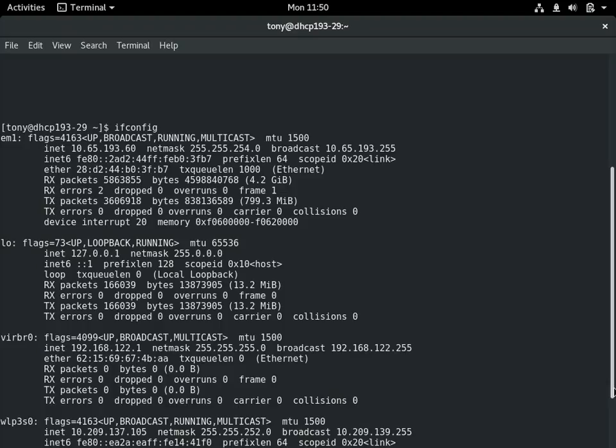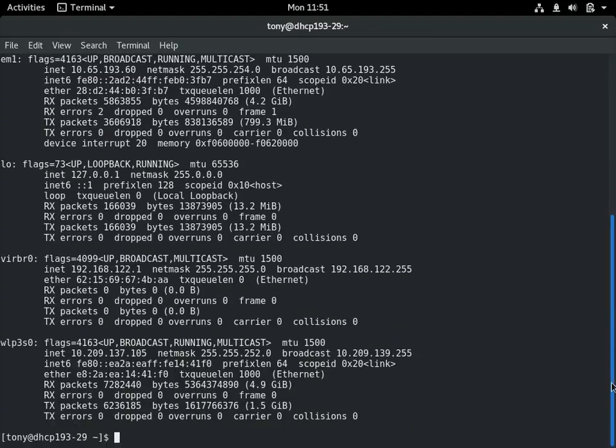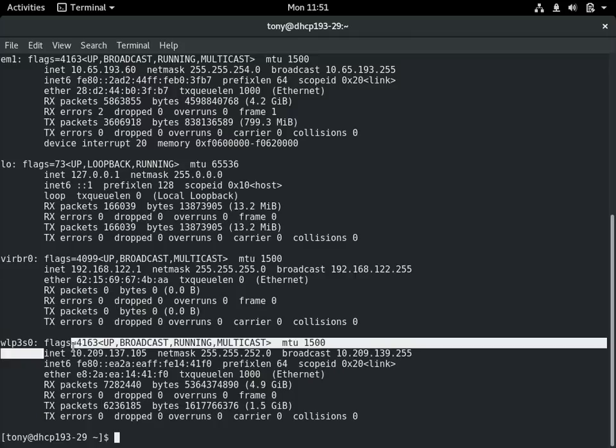On this EM1 Ethernet interface, you should have a network cable connected to the box, which once given an IP address, is visible here. So I can say the inet here is 110.65.193.60. This is the address, or we call it the IP address, of this host. Now what about the Wi-Fi? This box is also connected on the Wi-Fi and it has an IP address shown under inet here.